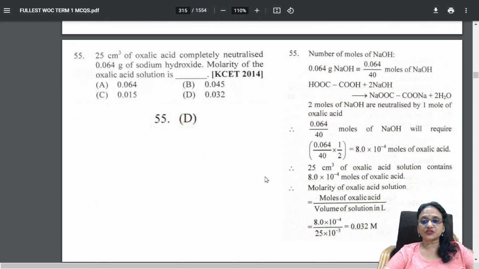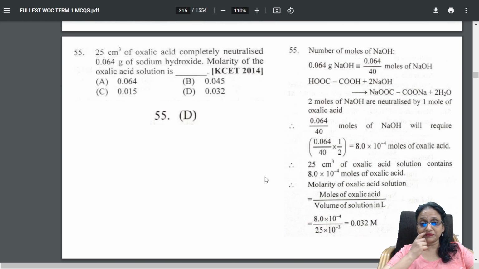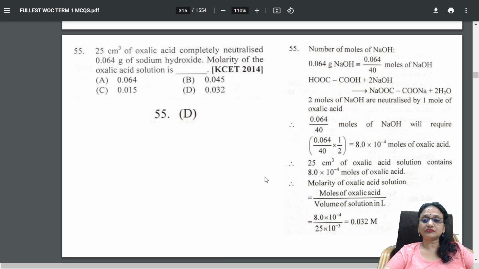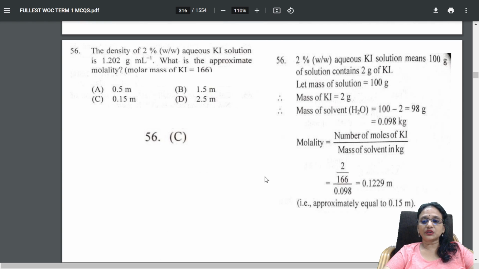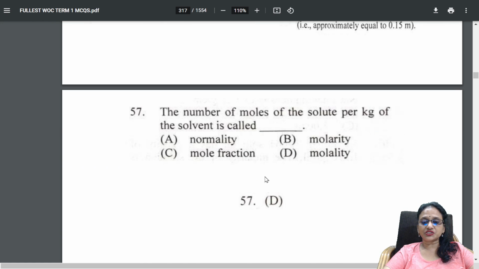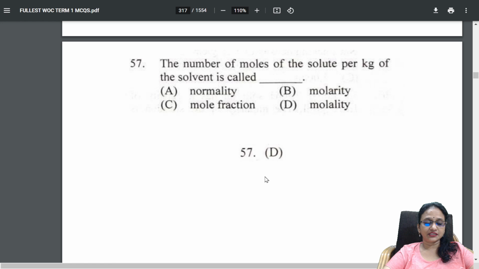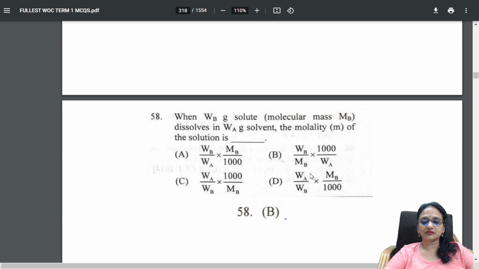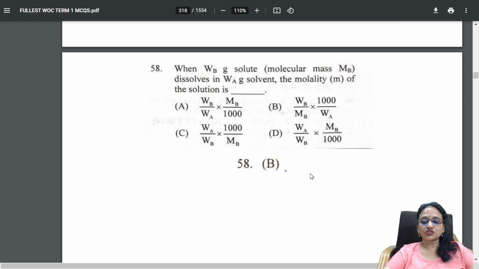So this was the question which was asked in KSET, right? So it is an interesting question, but it's actually easy. One more question based on molality is asked. Practice all the questions, they're easy. So the definition, they may ask you like this. If WB grams of solute dissolves in WA grams of solvent, what is the molality of the solution?